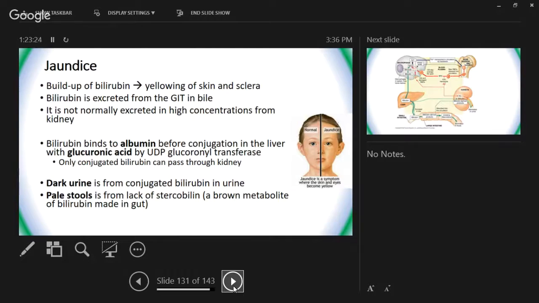What happens? The bilirubin is taken through your bloodstream on its way up to the liver, and then in the liver it is conjugated with something called glucuronic acid, and then from there it's excreted into the bowel, into your GIT.